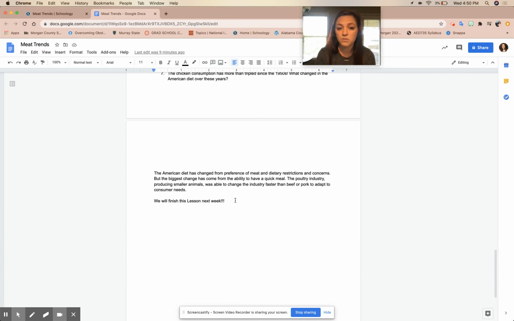So, the American diet has changed from preference of meat and dietary restrictions and concerns, but the biggest change has come from the ability to have a quick meal, so fast food chains. The poultry industry, producing smaller animals, was able to change faster than beef or pork to adapt to consumer needs. So we raise chickens for consumption in poultry houses where thousands and thousands of chickens are housed, and we feed and water them super efficiently. And we grow them quickly and we can get them on the market faster, rather than cattle, where we can only have one cow per acre for them to be able to survive in a very healthy way. So that is why the poultry industry has changed so drastically over the past few years.